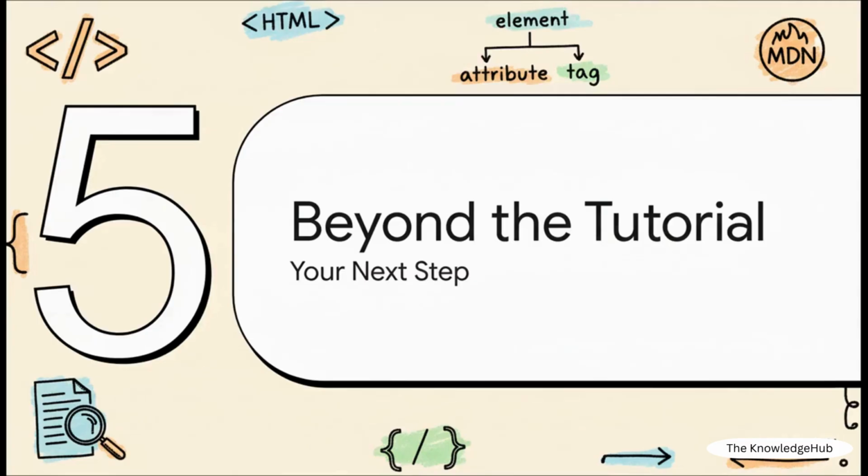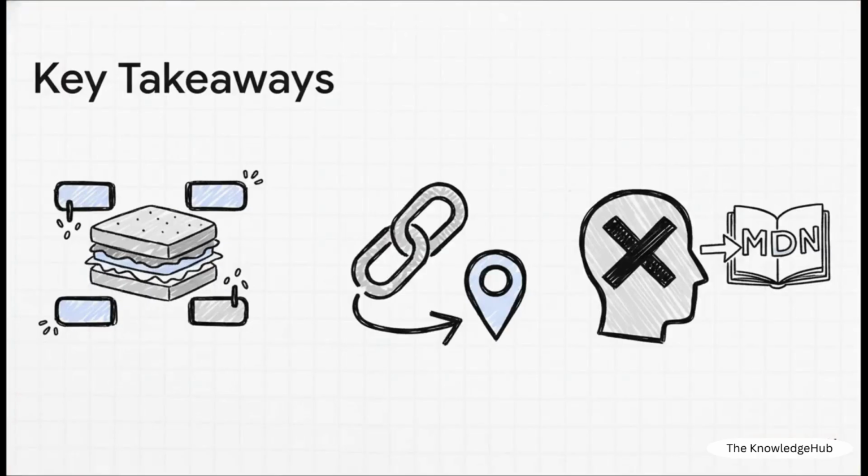So, after this whirlwind tour of HTML's basic grammar, what are the most important things you should walk away with? Okay, let's lock it in. First, master the grammar, the relationship between elements, tags, and attributes. Second, remember that some tags, like our link tag, are basically useless without their key attributes. And third, and this is truly the most important one, stop trying to memorize everything. Your real goal is to get good at being resourceful. Make MDN your best friend.